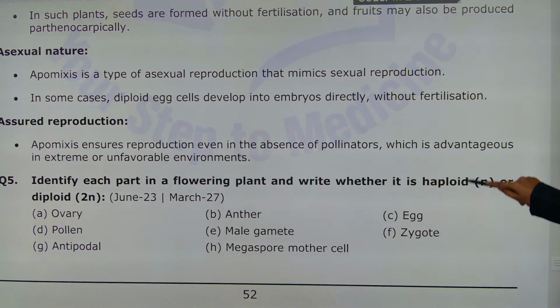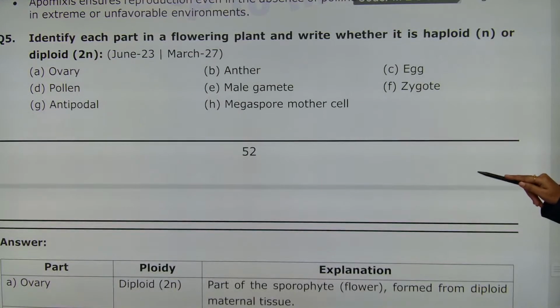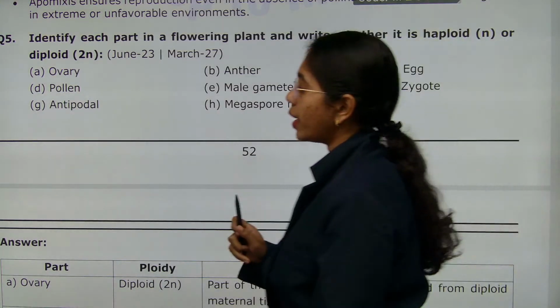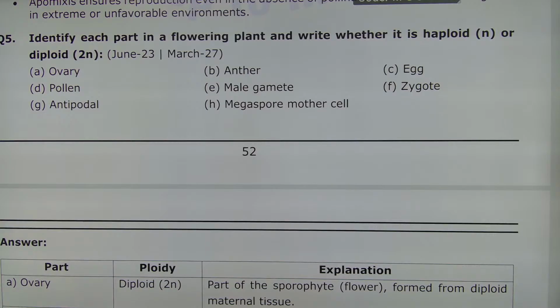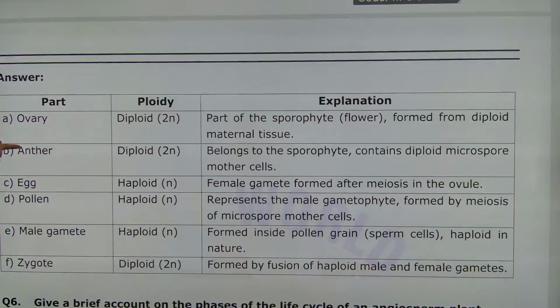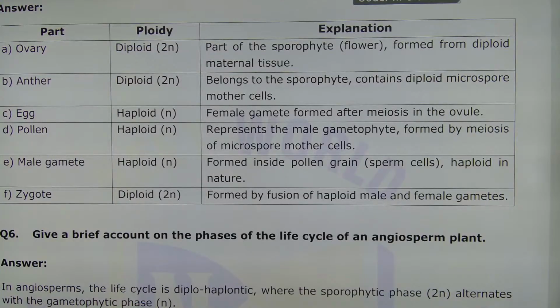Next, identify each part in the flowering plant and write whether it is haploid or diploid. Okay, identify and write whether it is haploid or diploid. Very simple, a ploidy type of question. Very simple, you can answer. Firstly, go with a tabulated form of explanation, that goes well. First, you see what are diploid in this.